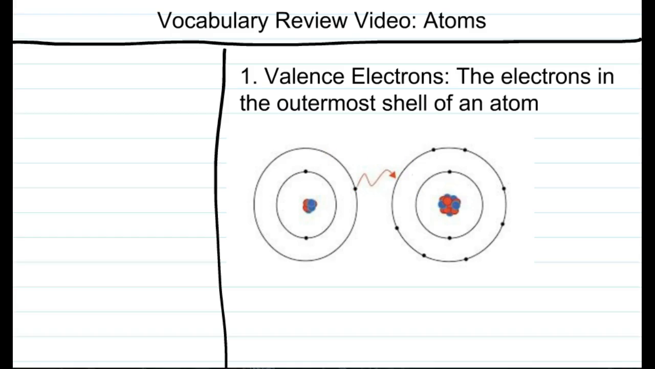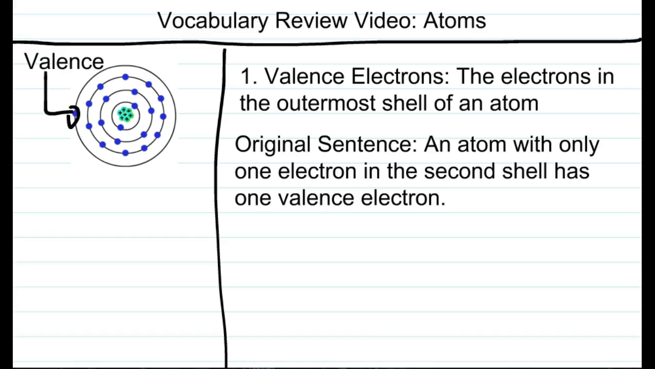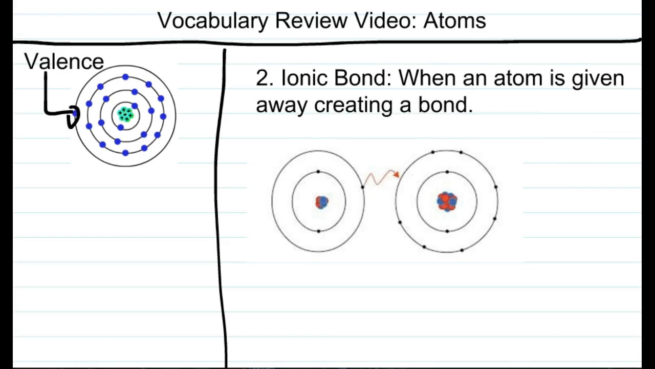So knowing about valence electrons is important when you're talking about which atoms are more likely to bond. Go ahead and draw the picture over here and label that 1 electron as the valence electron. The original sentence you can write is: an atom with only 1 electron in the second shell has only 1 valence electron. Remember, the first shell can fit 2, the second shell can fit 8, so if it only has 1, it's definitely missing electrons.